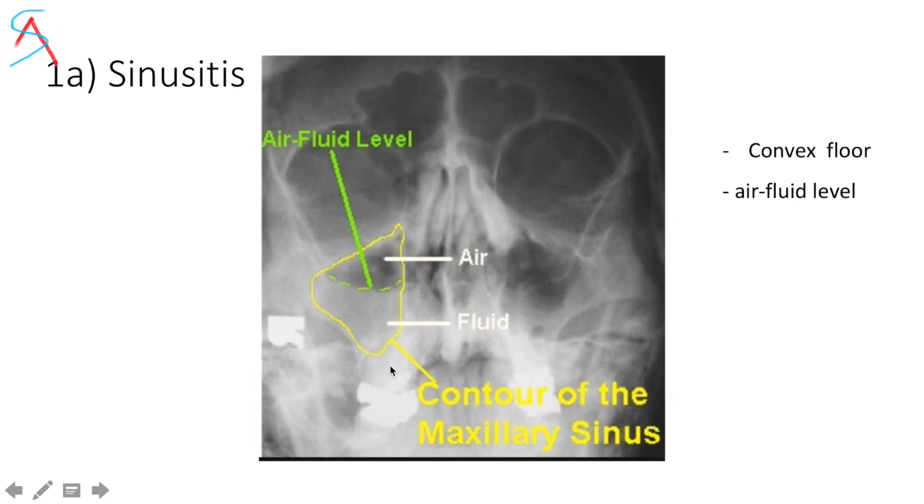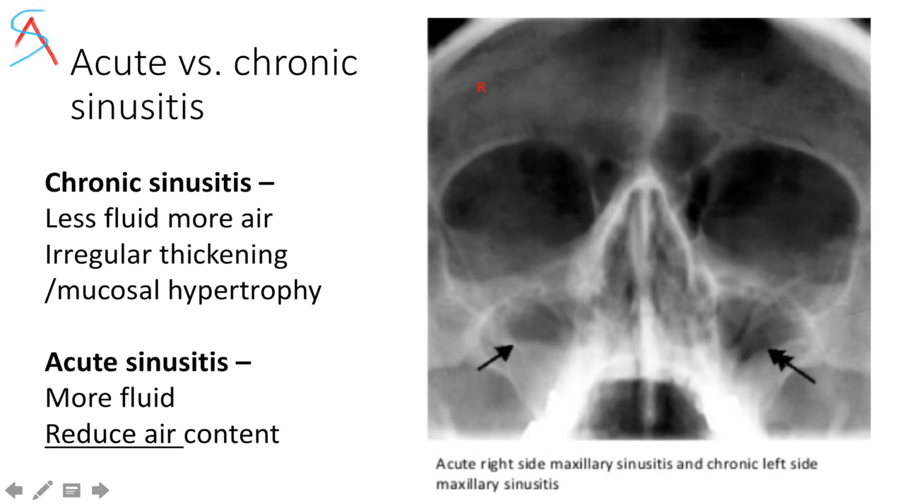In maxillary sinusitis, you can see an air and fluid level. You can see there is a convex floor. The line which is dividing air and fluid is convex in shape. So how do we differentiate acute and chronic sinusitis?